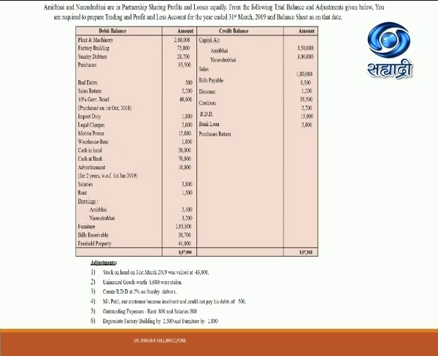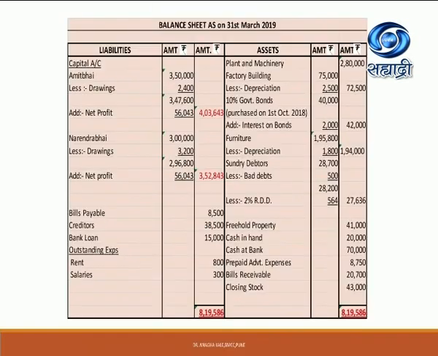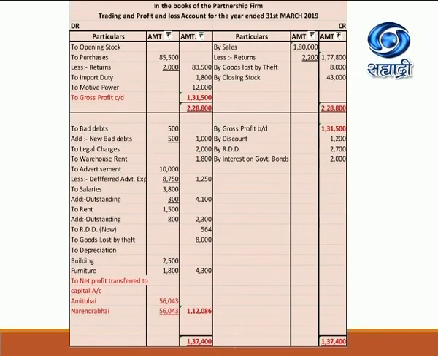Now we have to do the posting of all the adjustments. See, first one, that is the closing stock. So closing stock is having two effects. One effect, trading account credit side, by closing stock 43,000. Second effect, balance sheet asset side, last item you will find closing stock 43,000.